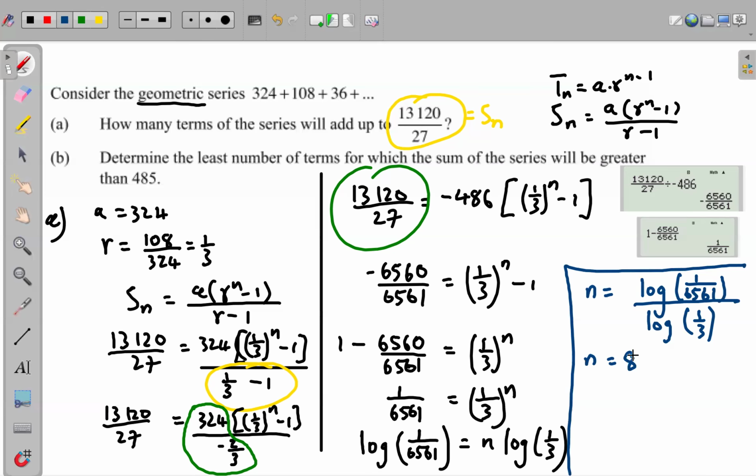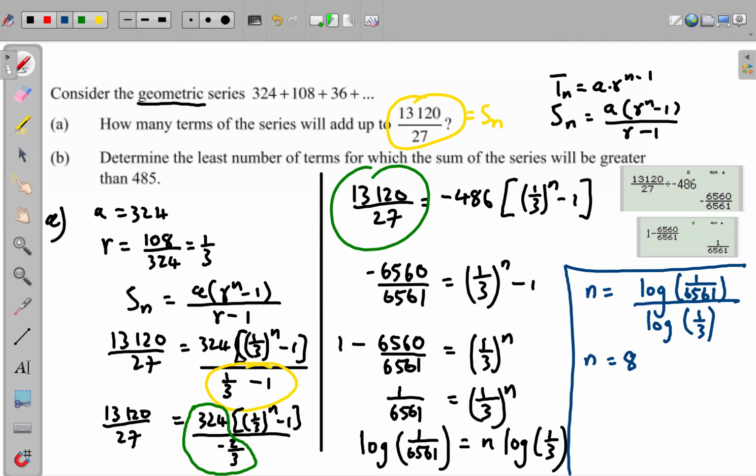So n is equal to 8, which means we do know that the number of terms which will add up to that, which will give us that sum, is 8. So S8 is equal to 13,120 over 27. So that's that.